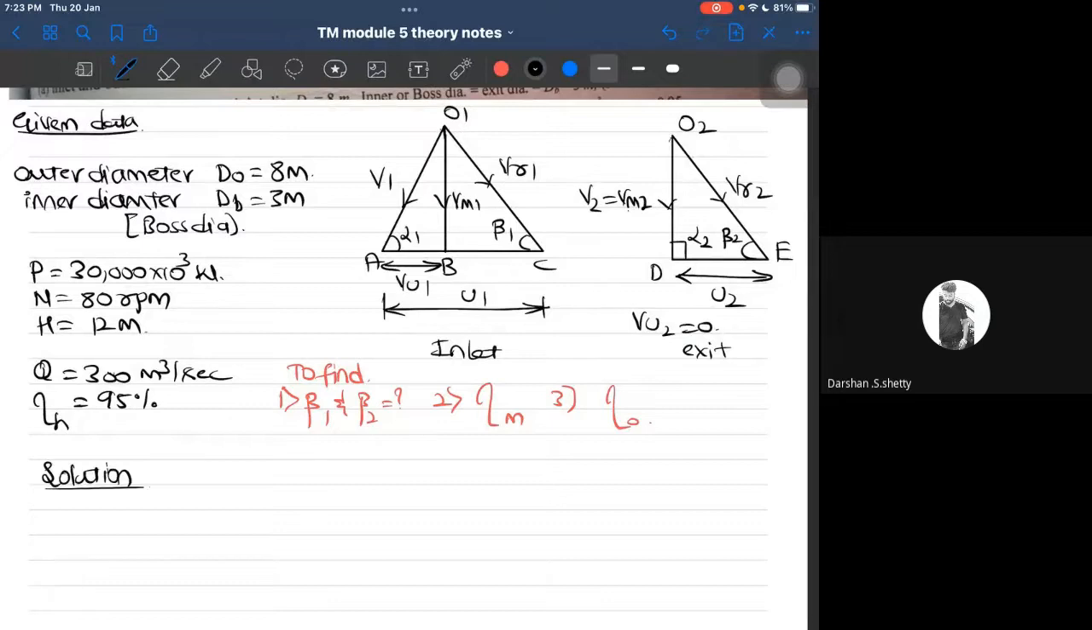So first we will try to find out beta 1 and beta 2. So how are we going to do it?